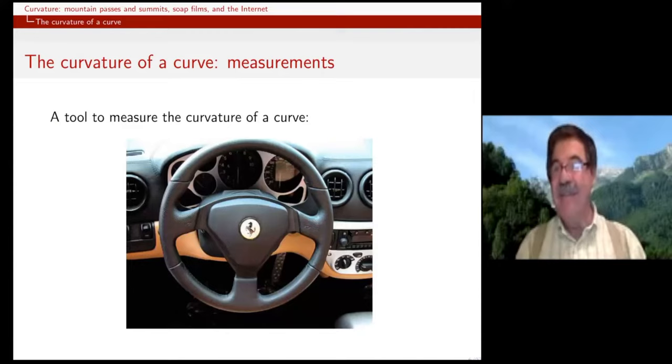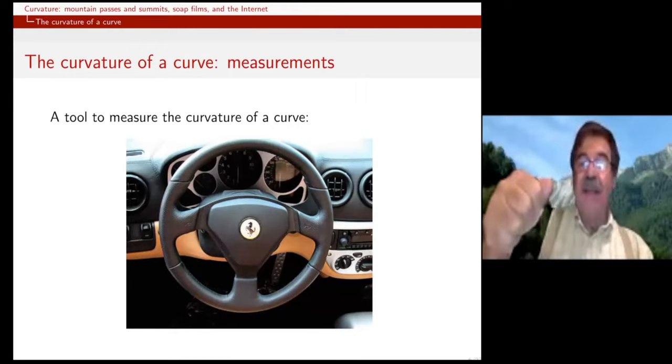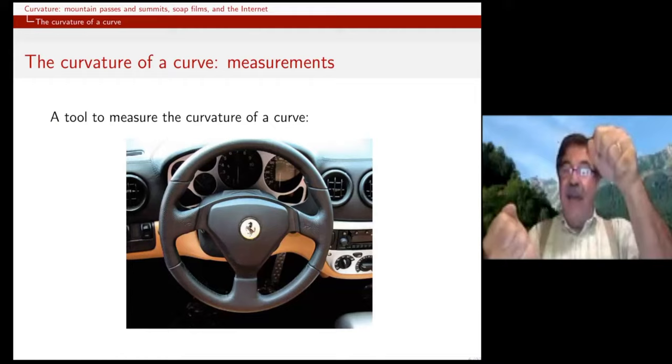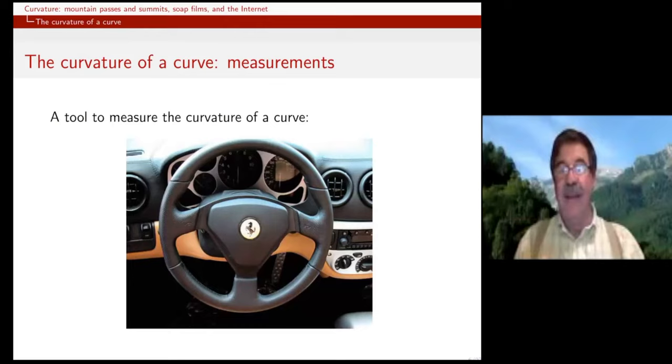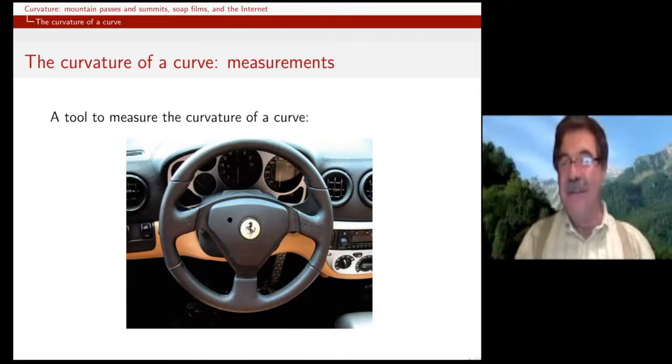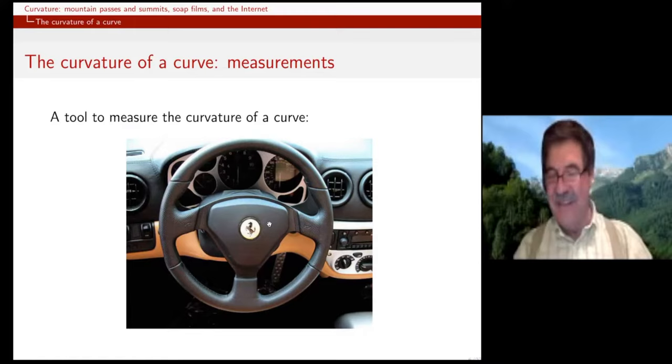And so the way to understand the curvature is that you pretend that you drive on the curve, and then the curvature measures how much you're supposed to turn the steering wheel. And so that's why I own one of those. It's not completely the same brand. I don't know if you can see what this one is. It's a Ferrari. My car is a beaten up Honda Civic.